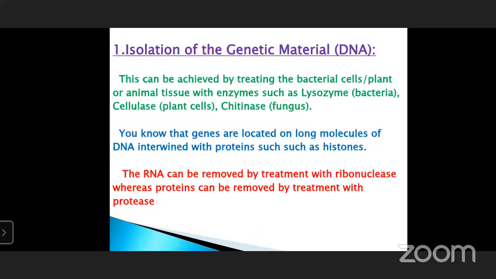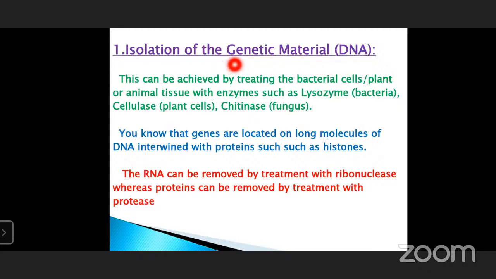Let us discuss the first step, isolation of genetic material DNA. This genetic material DNA is present inside the nucleus in both plant cells as well as animal cells.